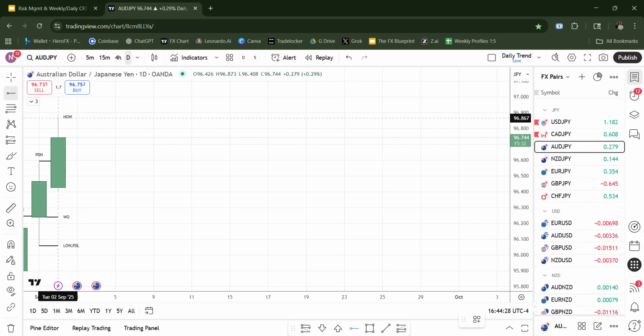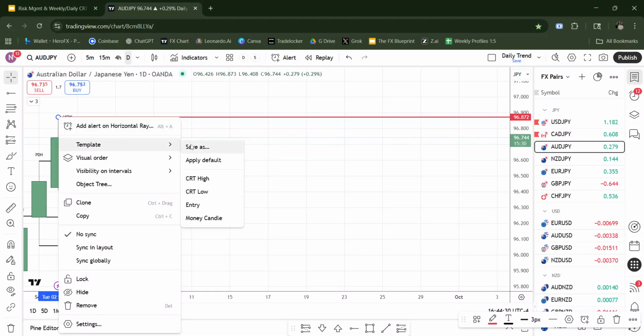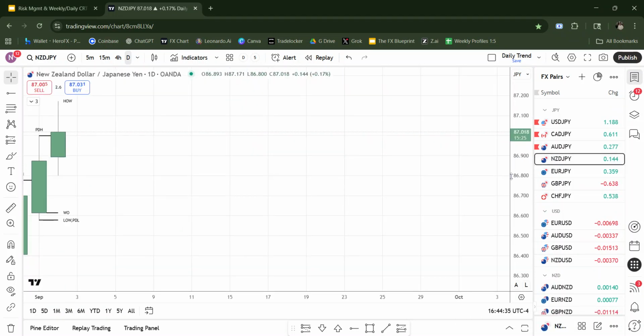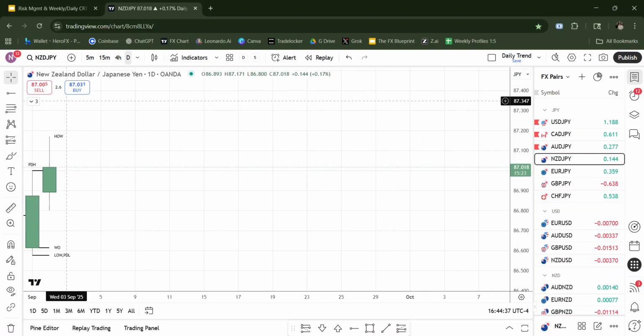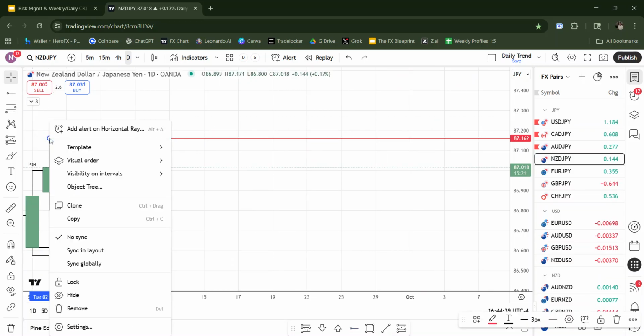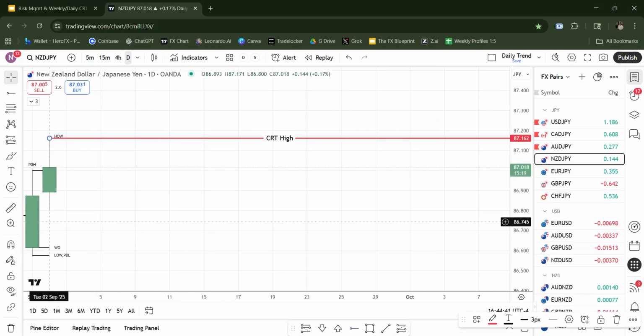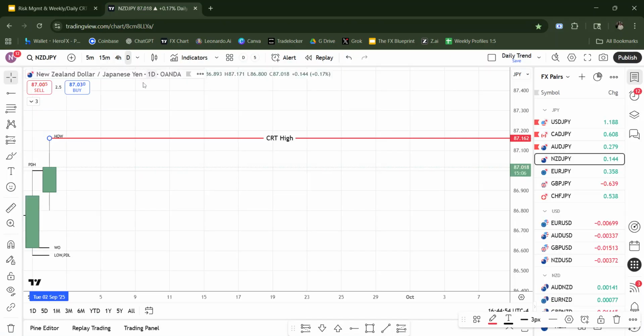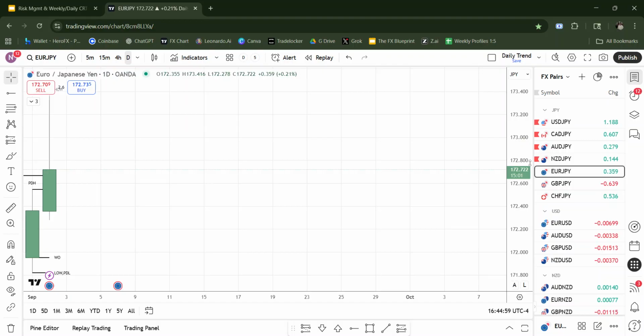Australian. We'll mark that. New Zealand. And again, just to reiterate, one green, two green, just like on our template. One green, two green. So Wednesday, this is what we're looking for right here. This is what we want to see Wednesday do. If it does something different, obviously you're just in a trending market and it's not going to reverse. So this is just a bias. This does not guarantee success.